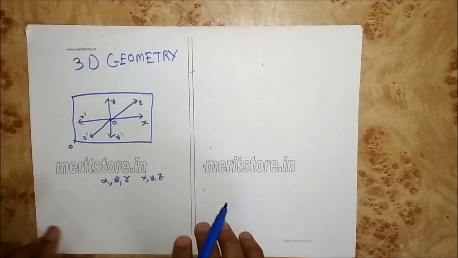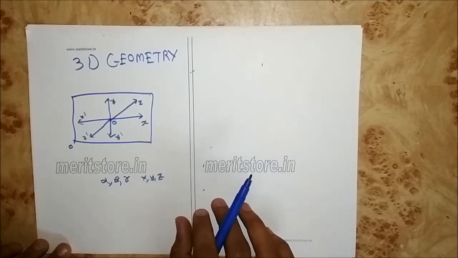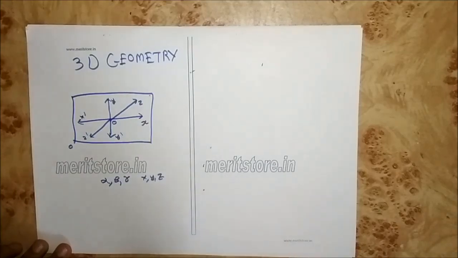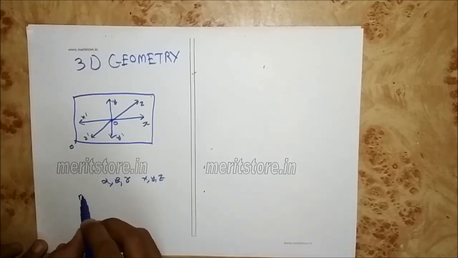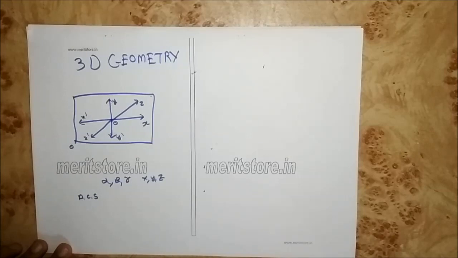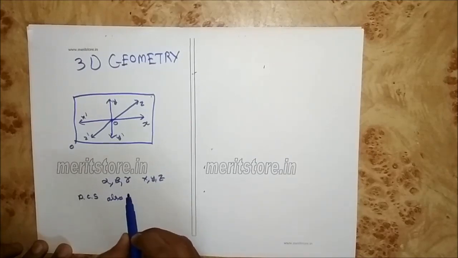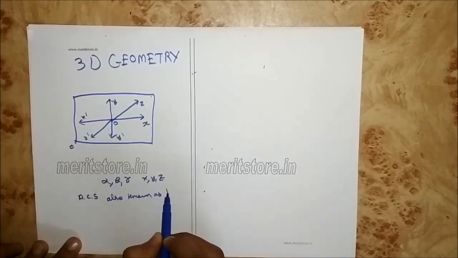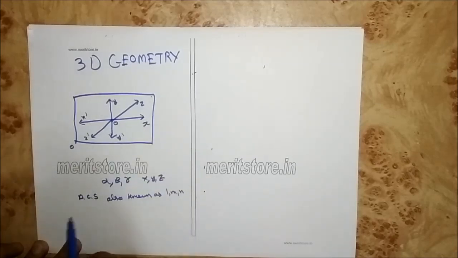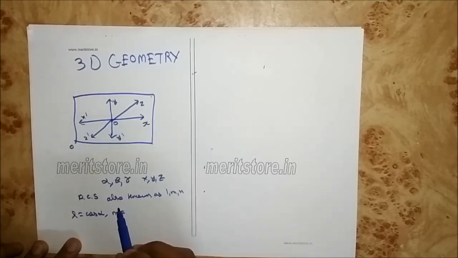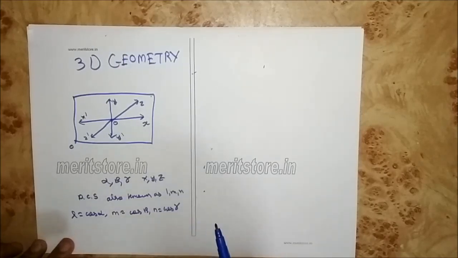Okay. Now what are directional cosines? If alpha, beta and gamma are the directional angles of a line, then the cosines of these angles, cos alpha, cos beta, cos gamma, are called directional cosines of the line, also called DCs. Please remember, directional cosines are also called DCs. They are also denoted by l, m, n. So l is equal to cos alpha, m is equal to cos beta, and n is equal to cos gamma.